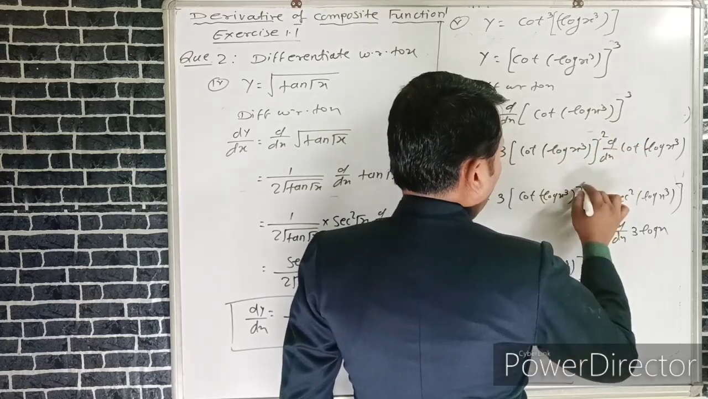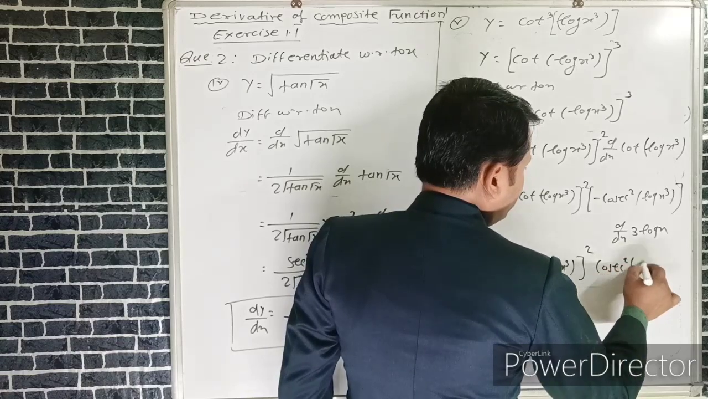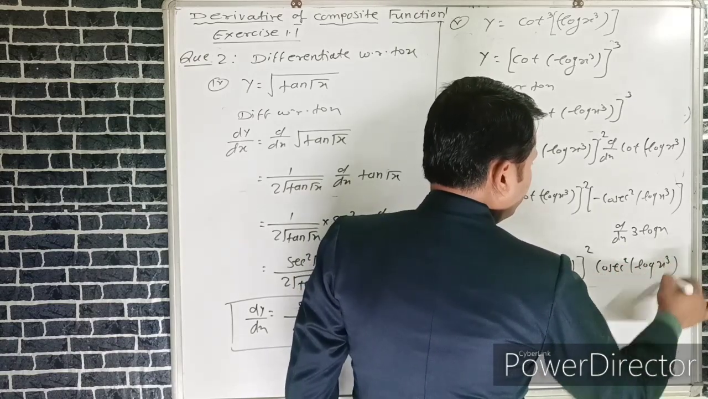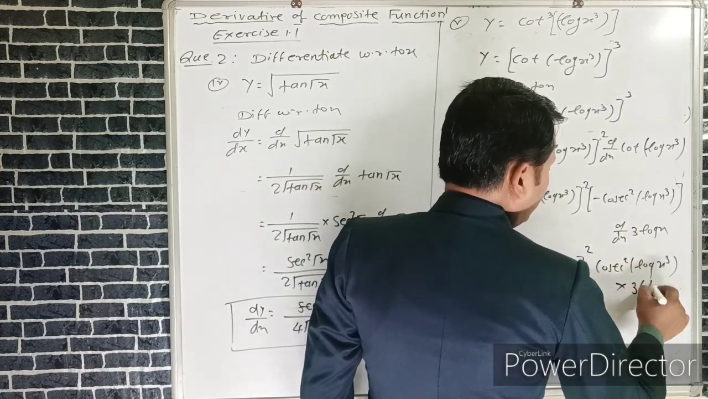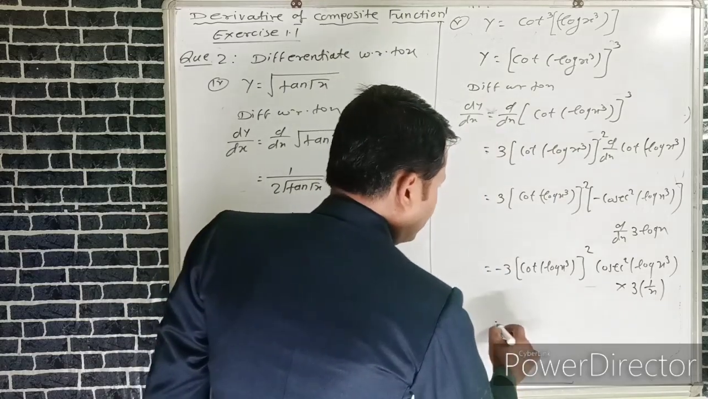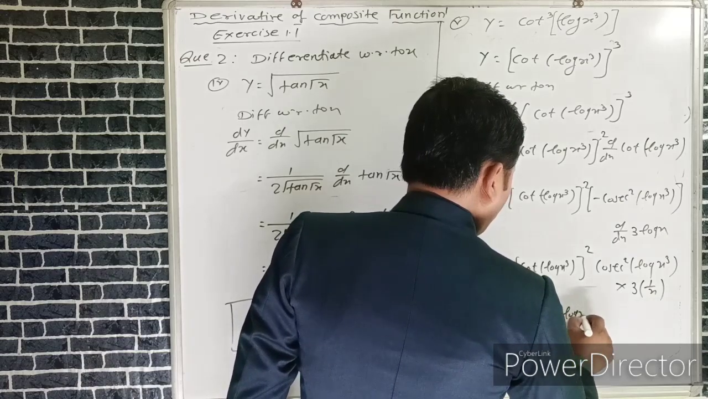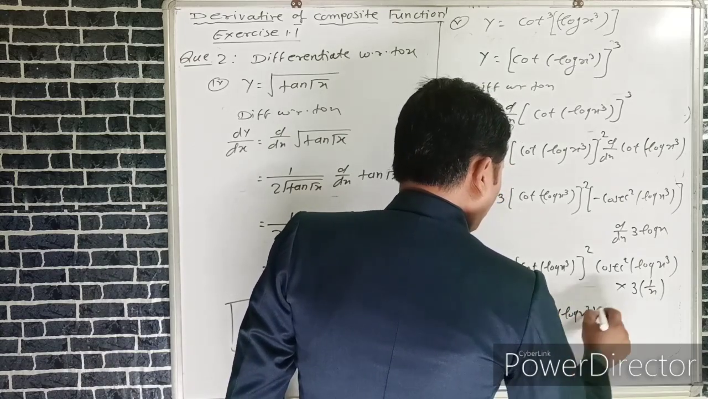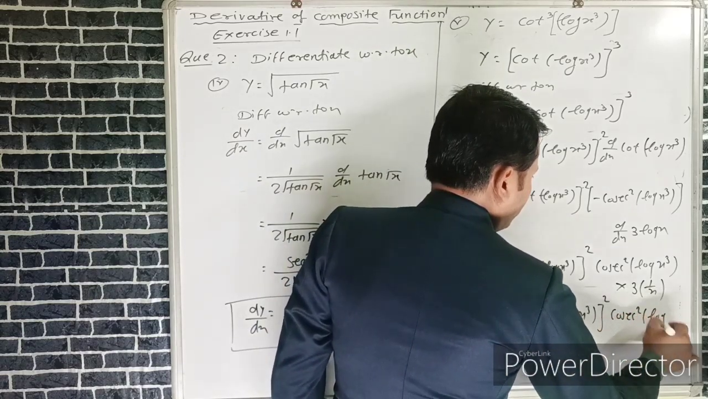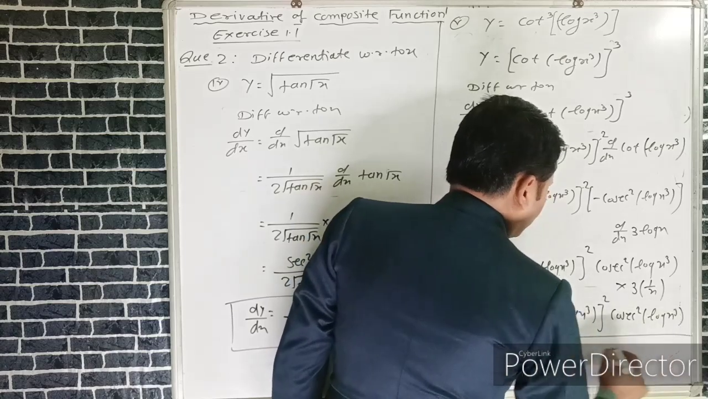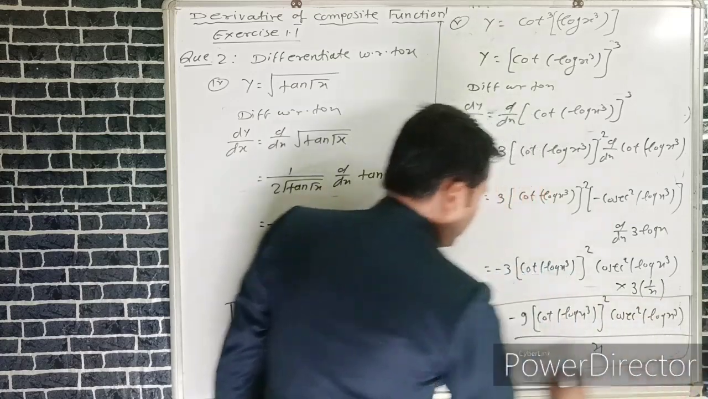2 into cosec square log of x cube. The 3 is a constant function, and the derivative of log x is 1 by x. Hence we can write it as 3 into 3, minus 9 cot of log of x cube, whole bracket square, into cosec square log of x cube upon x, which is the required derivative of y, dy upon dx.